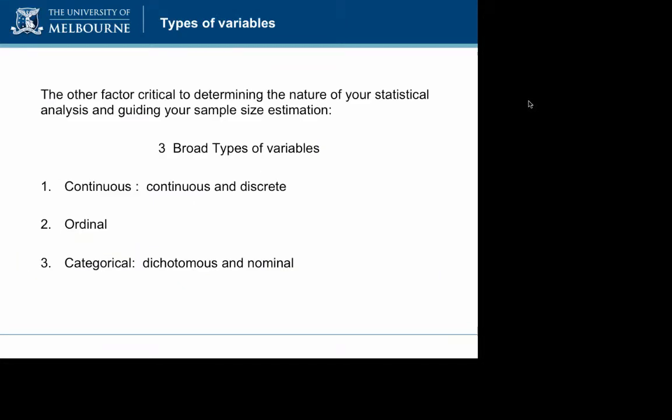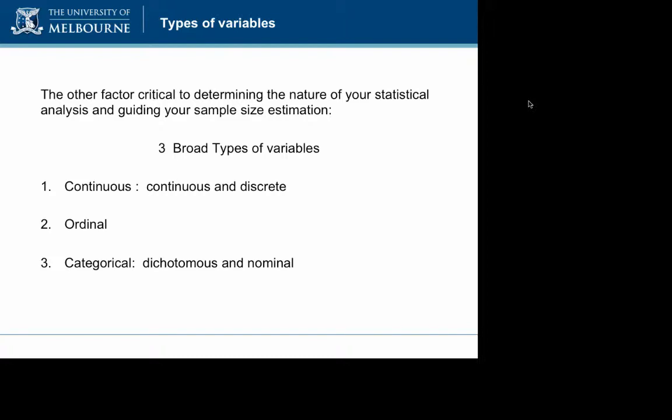And types of variables. Similarly to samples, the statistical test we use is also dependent on what kind of variable we have. So we can do certain tests with categorical variables, or certain with continuous. And there are three large groups of variables. So one is continuous, then is ordinal, and then categorical.